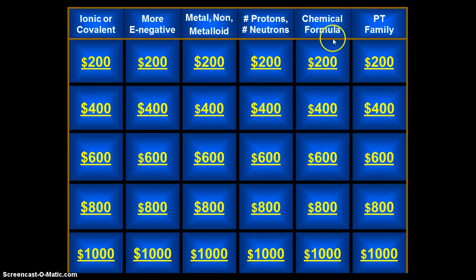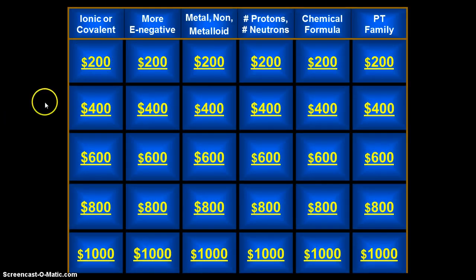Chemical formula, here they're actually given a diagram of a compound, and they need to say what the chemical formula would be for that compound. And then PT family, they're given an element and they have to say what the periodic table family that element belongs to is. So as this is being displayed on the screen, each student representative would then stand up and get ready to answer. The last correct answering team side, that student would get to choose the next category and dollar amount.